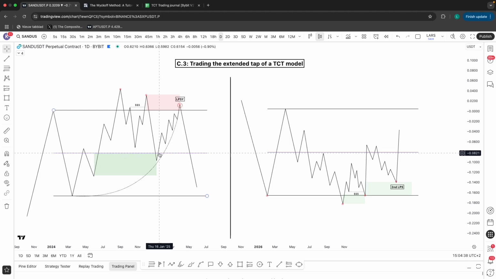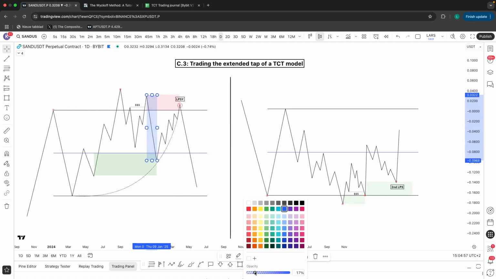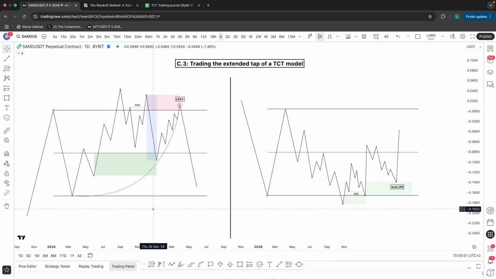So therefore, we're waiting for the mitigation of that tap, and we're going to observe, okay, what are the extreme points that price left behind in that expansion away from our third tap? And then if price manages to make its way back up to those extreme points, continuing with that high probability return to zone, we can trade the extended tap, which, or at least I like to refer to as my fourth tap entry. And then in Wyckoff terms, it is going to be your LPSY.